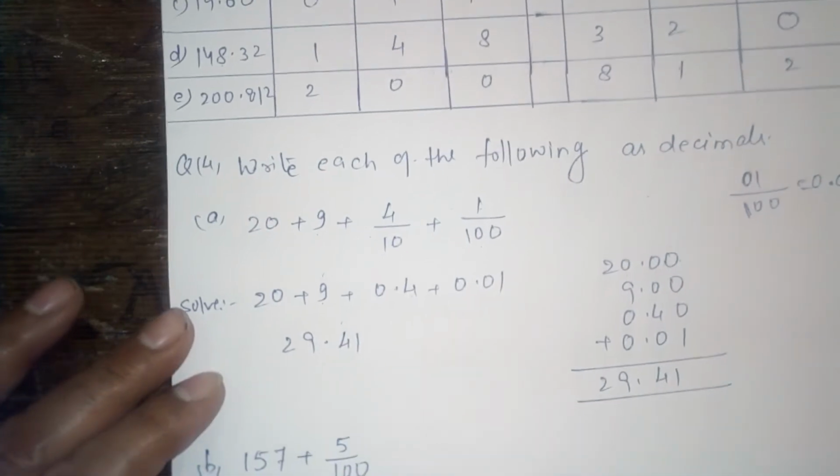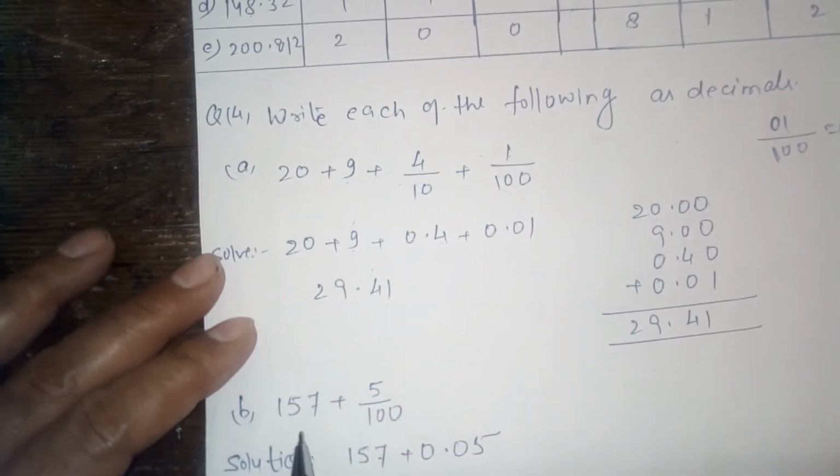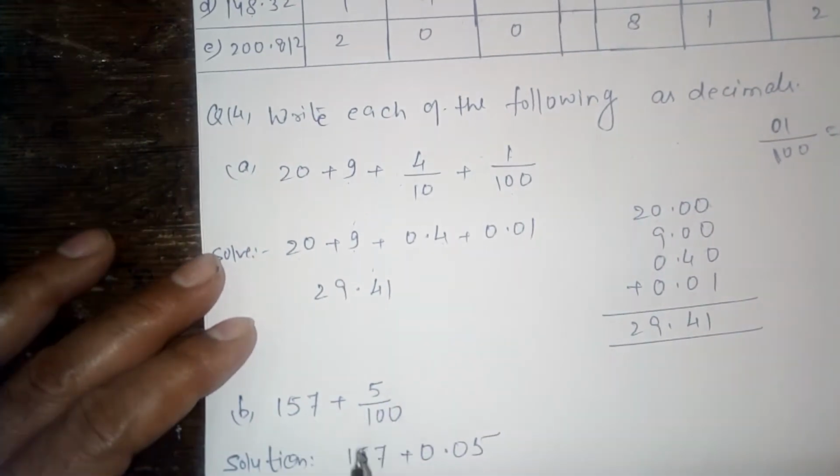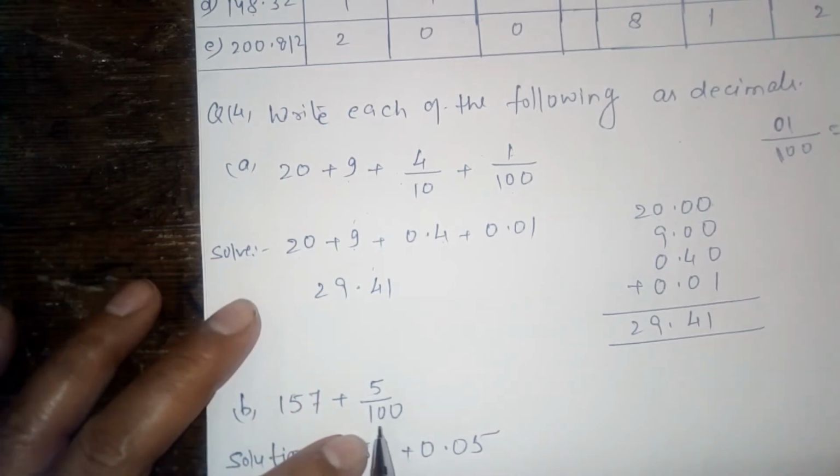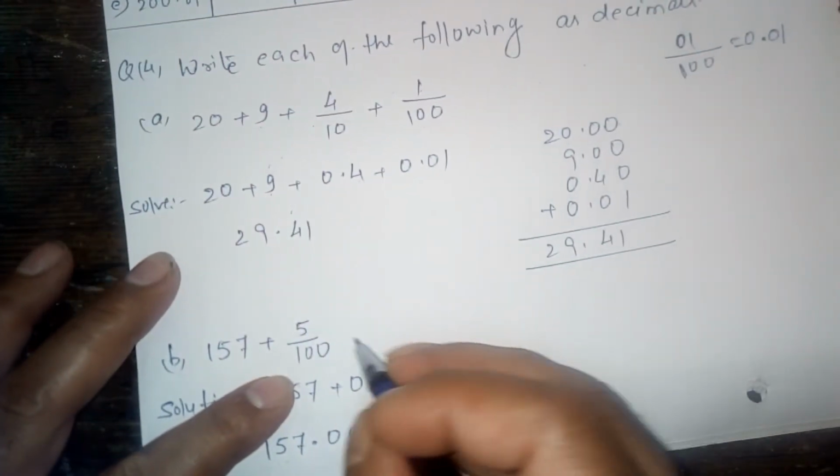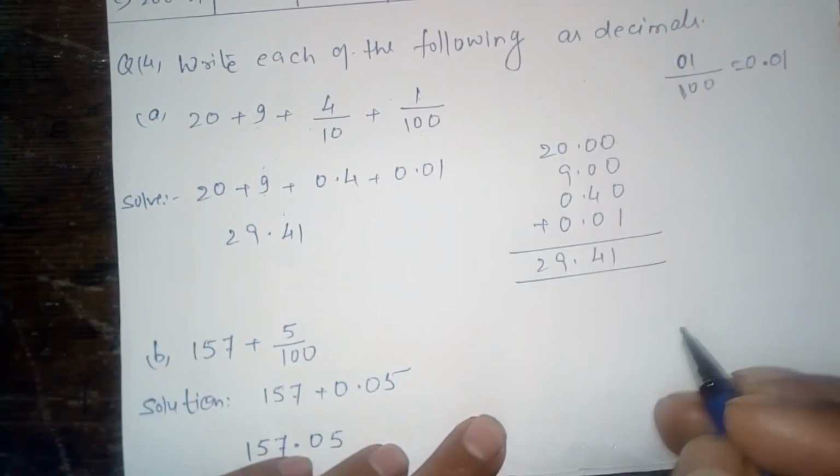Okay. Then after, my dear student, 157 plus 5 upon 100. You know very well this is 157 plus 5 upon 100. In 5 upon 100, 100 is in the denominator. In the denominator, the number of 0s is 2, but there is only one digit. So what will we do? In place of 5 we can write 0.5.